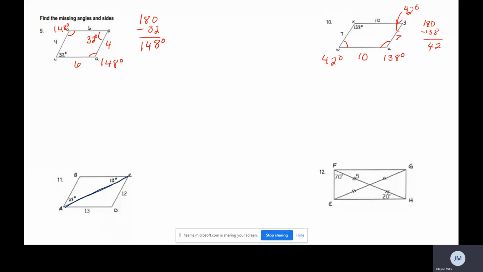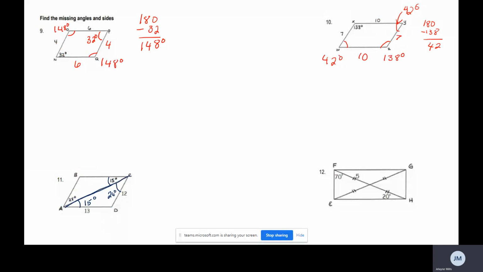So if this guy is 15, then the opposite interior angle is going to be 15. It's on opposite sides of the transversal, and it's inside the parallel lines. So opposite, interior. All right, this one is going to be opposite. So that one's 24 degrees as well.